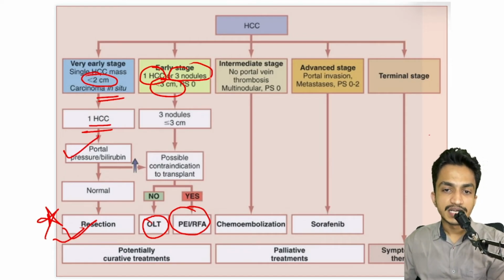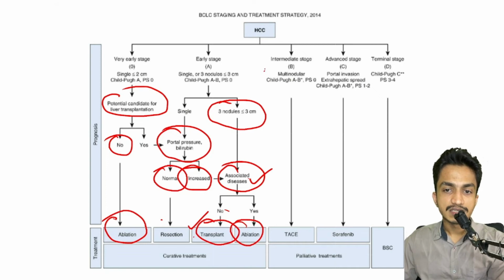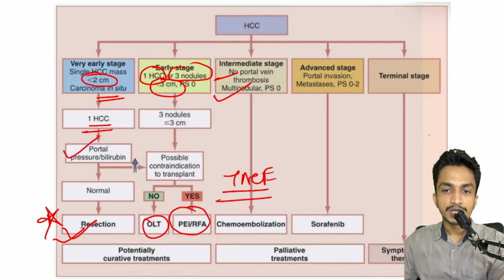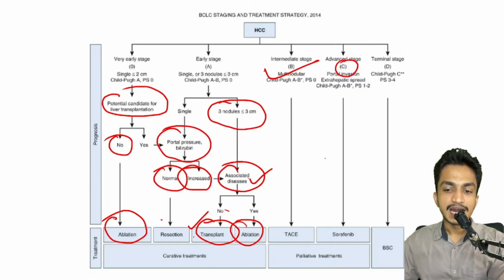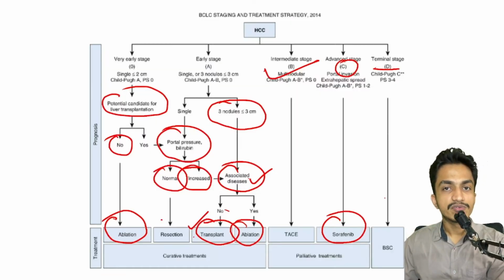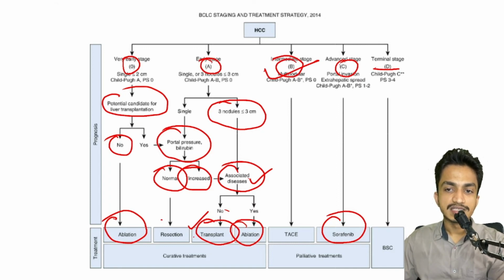Now coming to intermediate stage, that is, it is a multinodular disease, but no portal vein thrombosis. That is multinodular, which does not come under the criteria according to Milan or UCSF. In that case, we go for TACE or transarterial chemoembolization. If there is portal vein invasion, in that case it becomes advanced stage, that is C. In that case, we go for chemotherapy, that is in the form of sorafenib. And if the patient is in terminal stage, in that case we go for palliative therapy. So very early stage is stage 0, early stage is stage A, intermediate stage is stage B, advanced stage is stage C, and terminal is D.